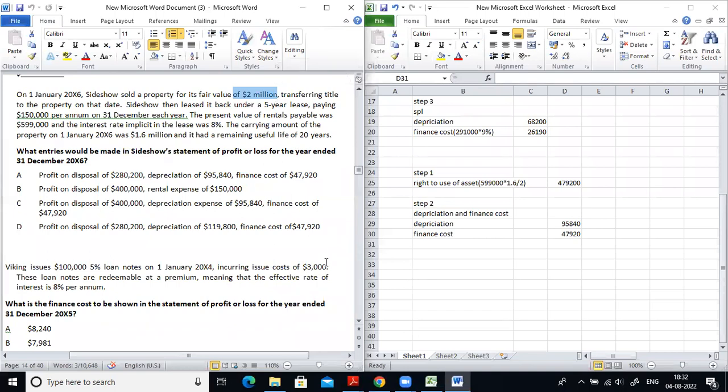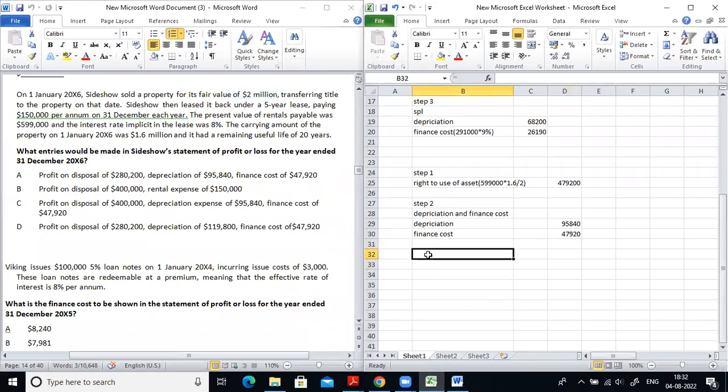So how to compute this profit or loss on disposal here? Let me show this profit or loss on disposal. Nothing but profit on disposal. So that is 4 lakhs.